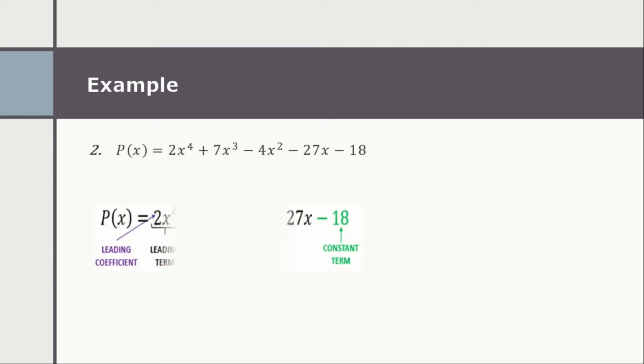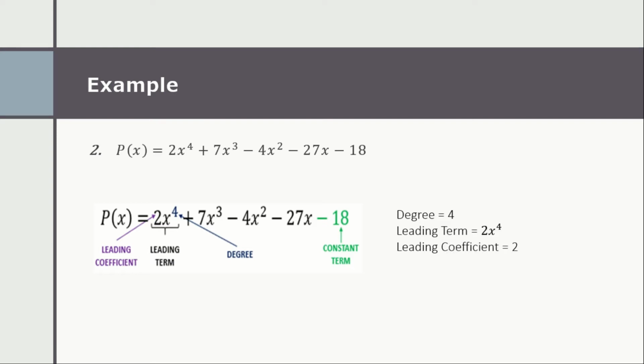Next example, we have p of x, which is equal to 2x raised to 4 plus 7x raised to 3 minus 4x raised to 2 minus 27x minus 18. The degree of the given polynomial function is 4, and that is the highest exponent, and the leading term is 2x raised to 4, and the leading coefficient is 2. And lastly, the constant term is negative 18.